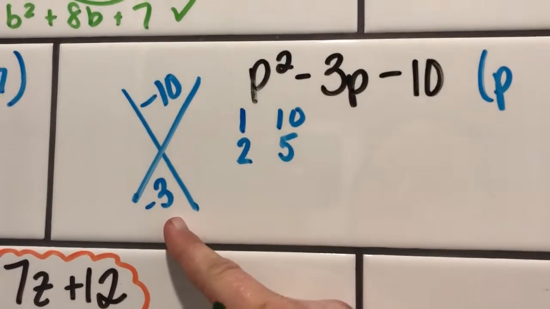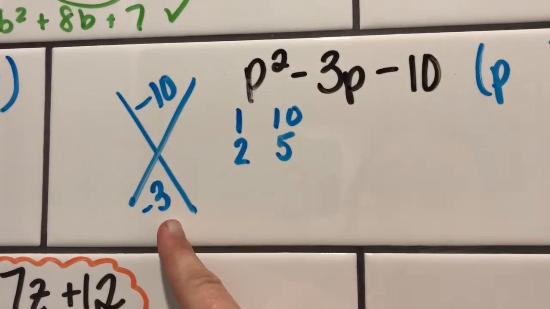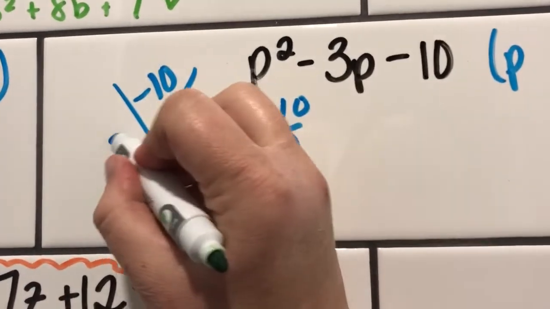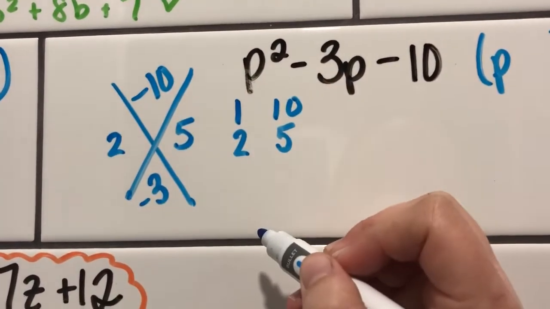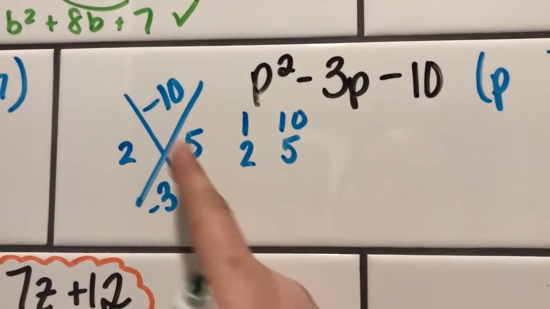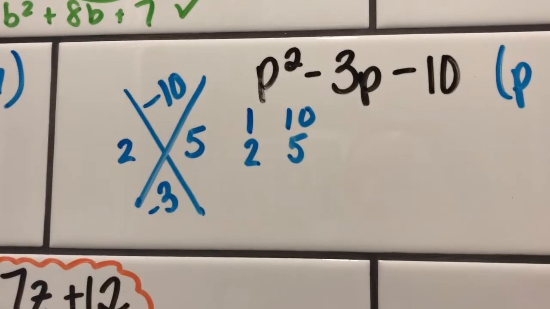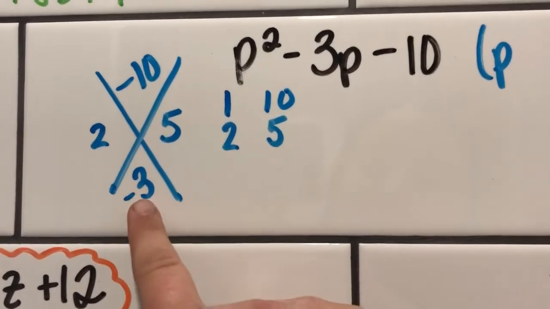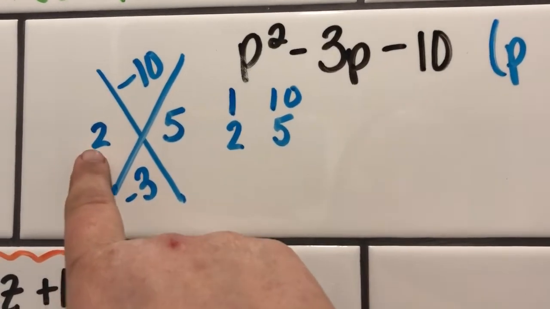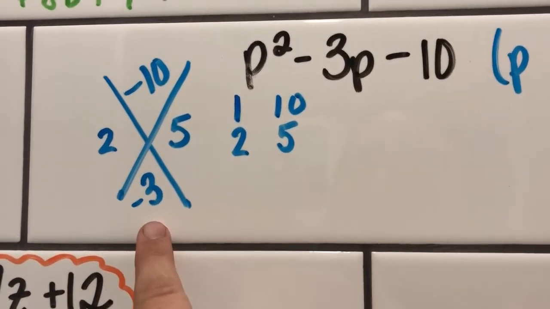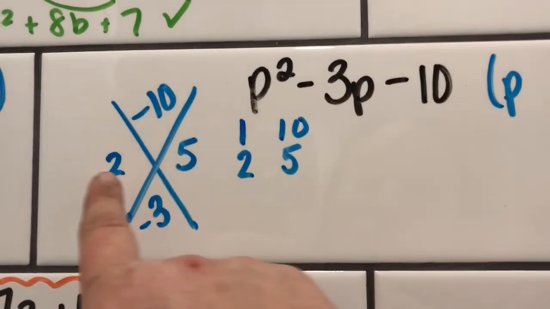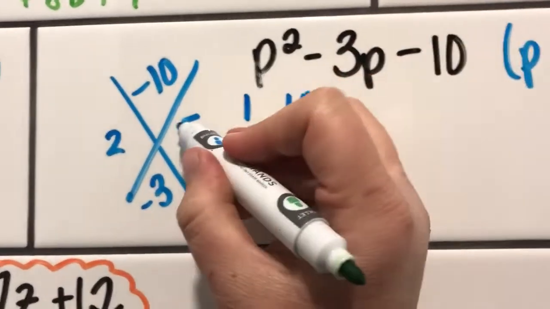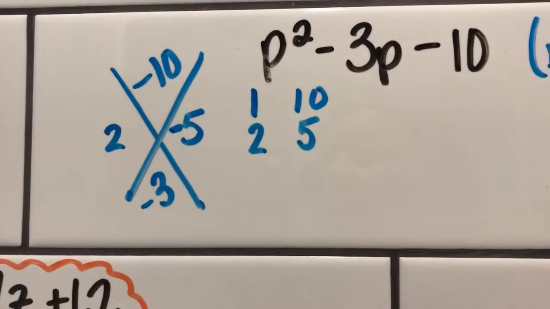So I know to get a negative number, I need to multiply a negative times a positive. So I'm going to fill in my 2 and 5. I know 1 and 10 won't work. And 2 times 5, that gives me a positive number. So I need to make one of those negative. Now to determine which one is going to be negative, I need to see where I can put my negative on the 2 or the 5, because I need it to be a negative 3. So 2 plus negative 5 is negative 3. So my negative is going to go with the 5.